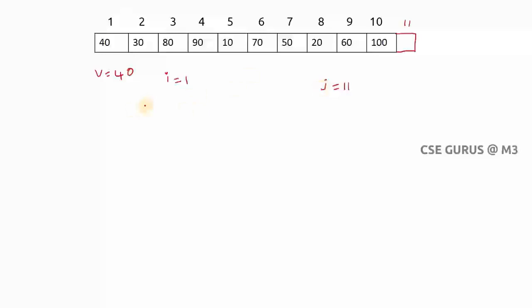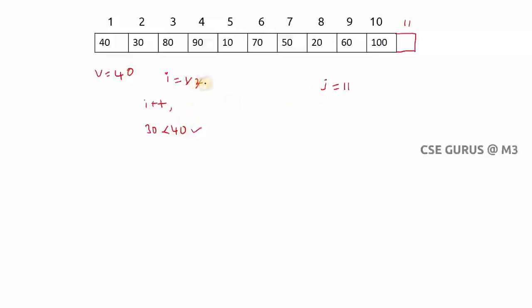Now what we need to do here is first increment i. So I am incrementing i initially, and the i value becomes 2. Now check what is a of 2. It is 30. Now 30 is less than 40, that is, I am comparing with the pivot element. Whatever a of i value you are getting, if it is less than your pivot element, then increment i. If not satisfied, then stop here and go for j. So now the condition is satisfied.